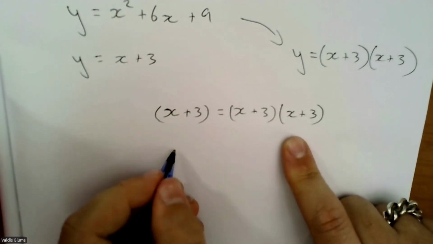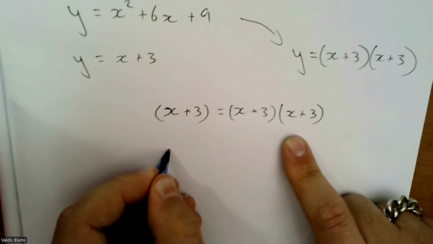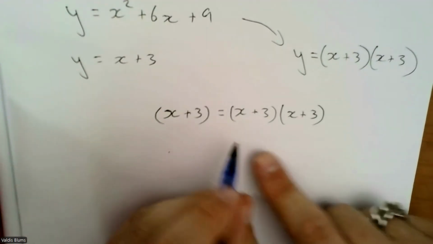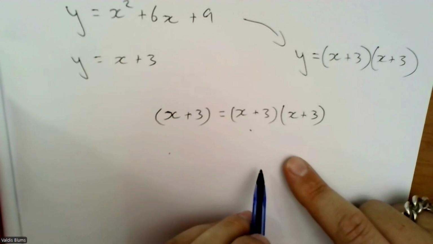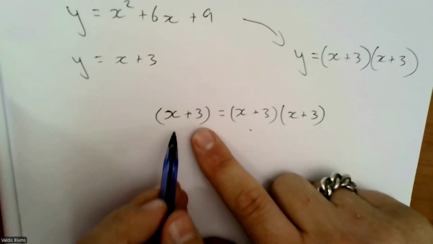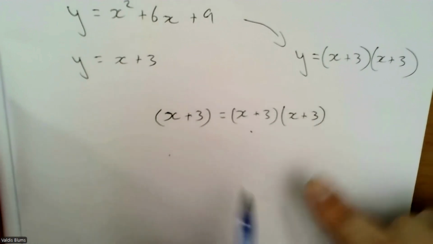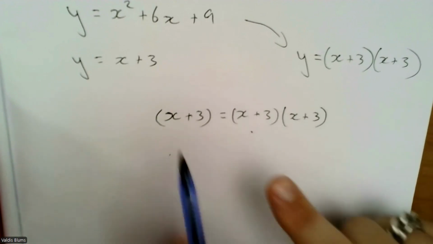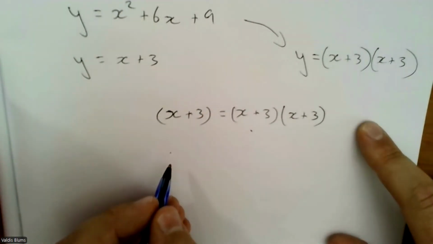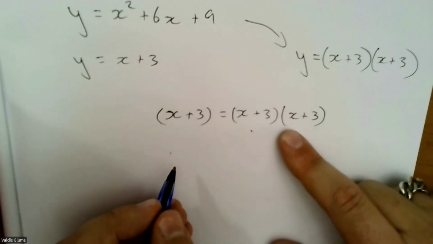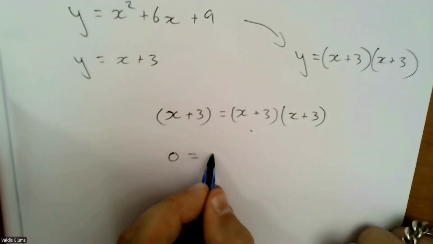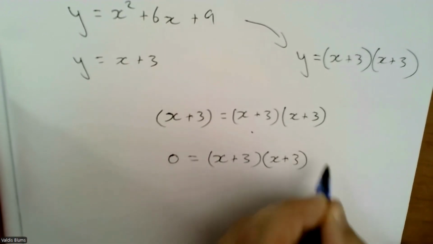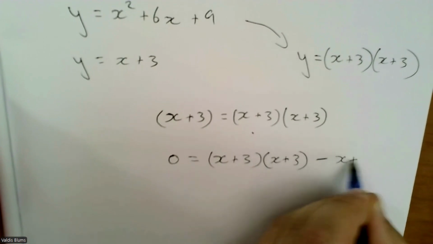Dividing both of these by x plus 3, you have 1 is equal to x plus 3 times x plus 3 all over x plus 3. Or you could have subtracted this from both sides. So if you divide, you're left with a 1 there, not a 0. And then you've got to subtract 1 afterwards. Or alternatively, you just do that subtraction at the start so that you don't have a fraction that you're dealing with. And so you could have had 0 is equal to x plus 3, x plus 3 minus x plus 3.